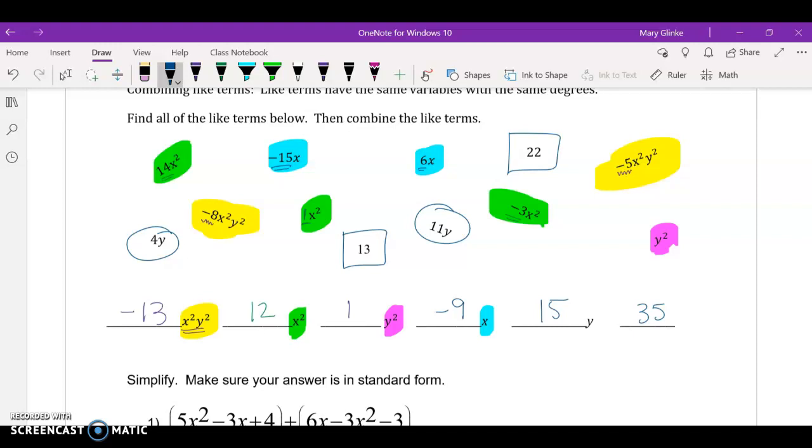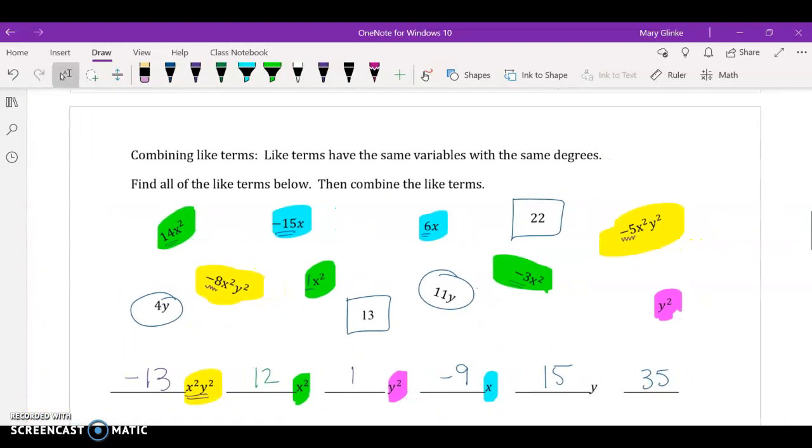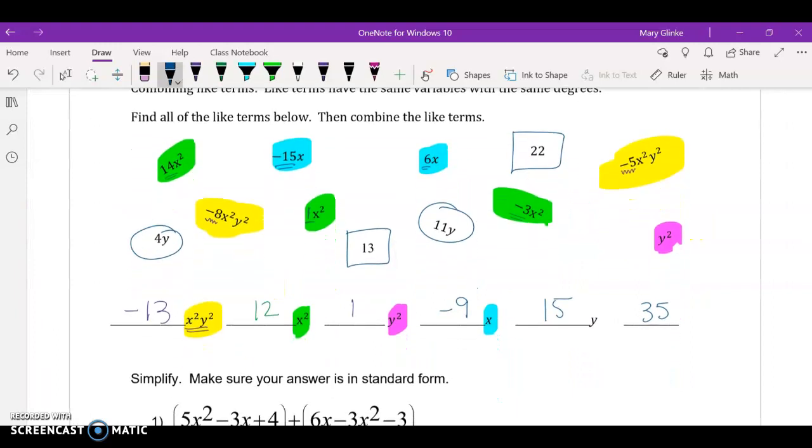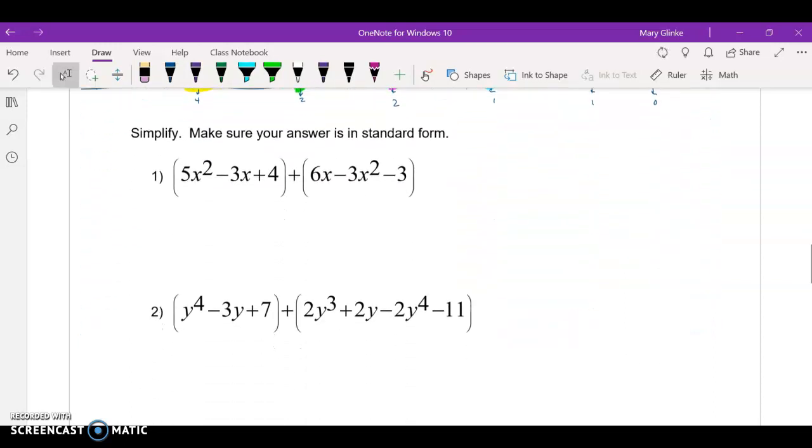Also notice this is going from highest degree to lowest degree. This first term has a degree. There's 2 x's and 2 y's. The degree is 4. The next one had a degree of 2. So did the y squareds. And then our degrees were decreasing. So this would be your standard form of your answer. Highest degree comes first.